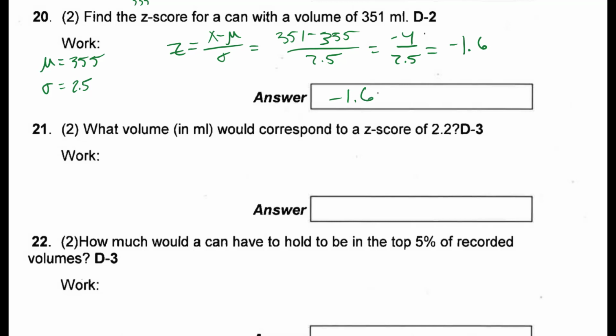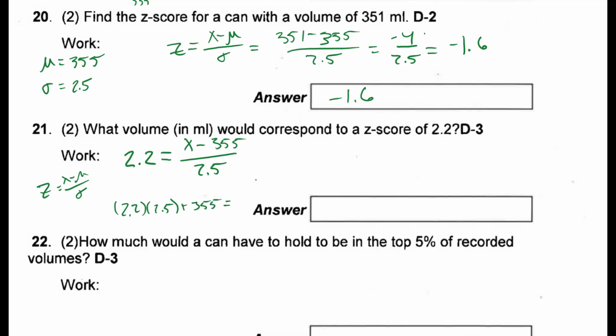All right. What volume would correspond to a z-score of 2.2? Well, if I use that same formula, I could go 2.2 is equal to x minus 355 over 2.5. Now I could just do some rearranging here. It'll be 2.2 times 2.5 because I'm multiplying both sides, and then I would add 355 to that. And let's see, I get 360.5. You might want to double check my calculation.